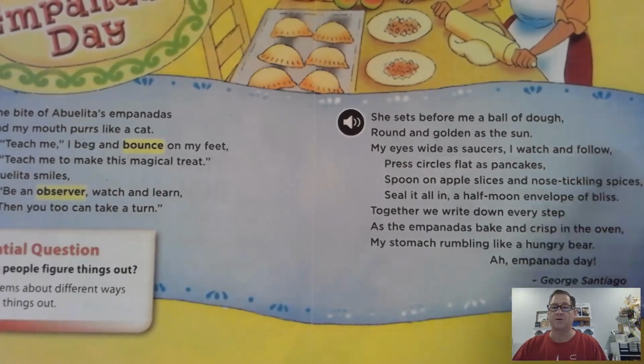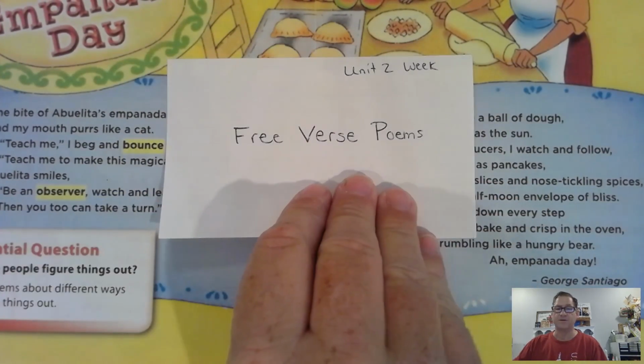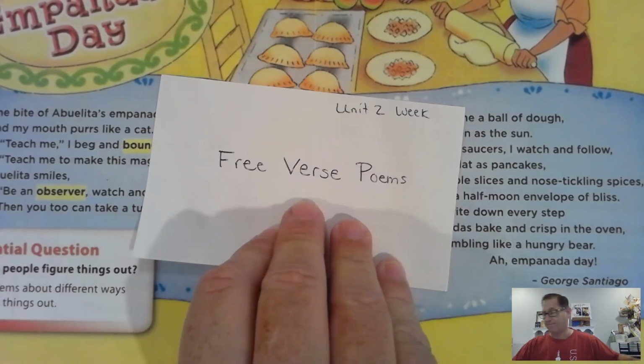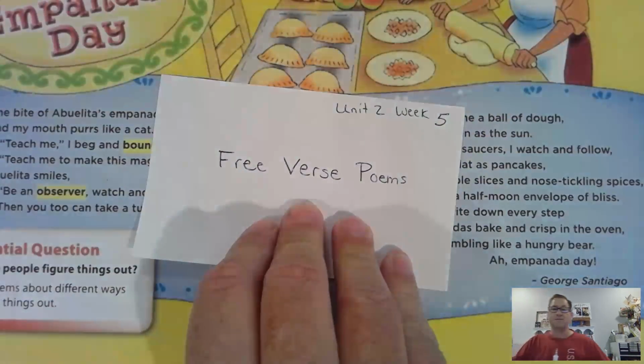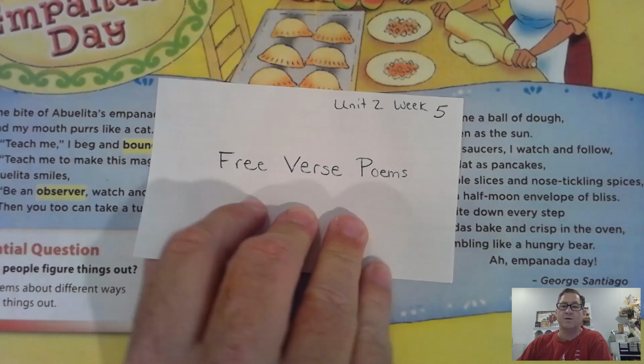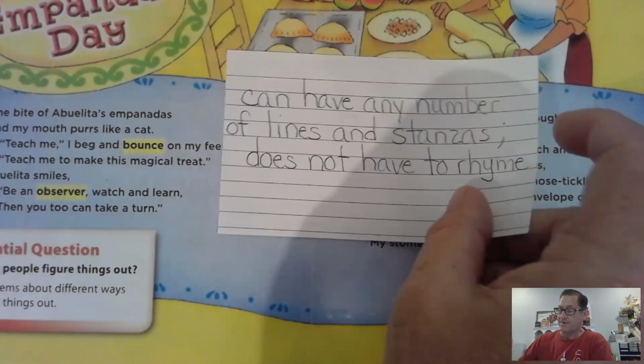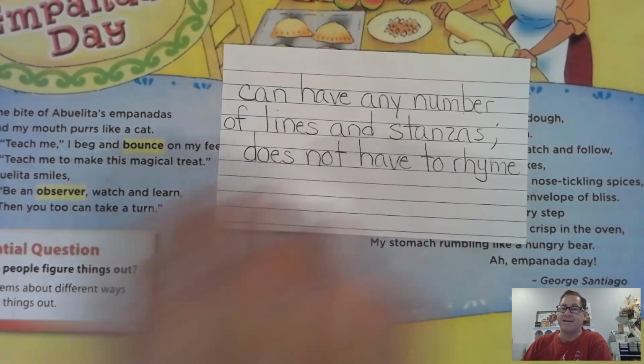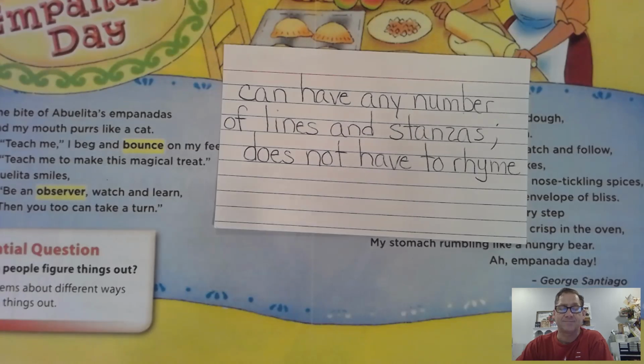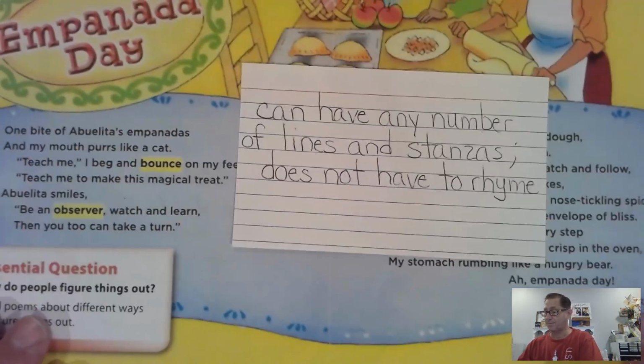Okay, so here are the basic concepts I want you to know for free verse poems this week. So write free verse poems on one side, and on the other side I want you to write it can have any number of lines and stanzas. Okay, a stanza is a group of lines. Okay, and it does not have to rhyme. Okay, we're going to discuss limericks next, and those have to have a very specific rhyme pattern. Okay, but free verse poems don't have to. All right.